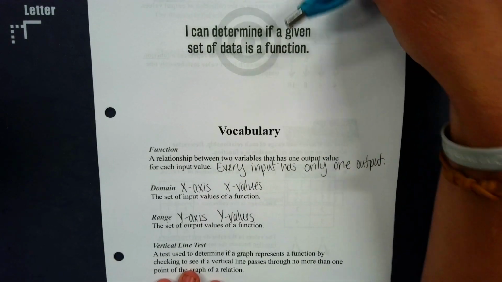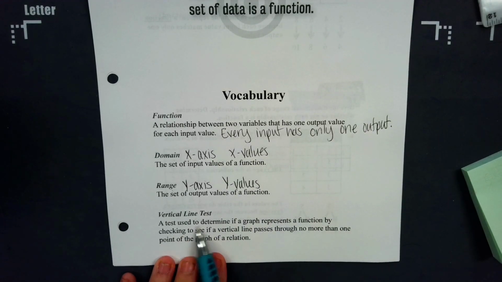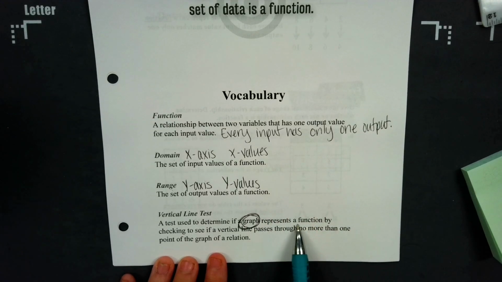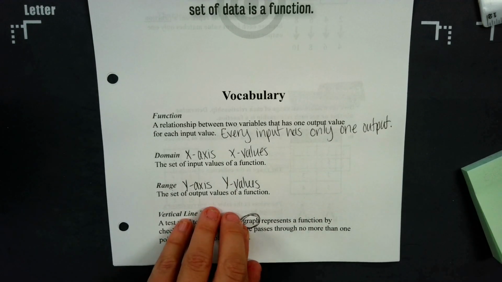All right, I said we were going to talk about something called the vertical line test. The vertical line test is used to determine if a graph, and only a graph, represents a function by checking to see if a vertical line passes through no more than one point of the graph of relation. Okay, so I'm going to show you what that looks like here in just a minute.